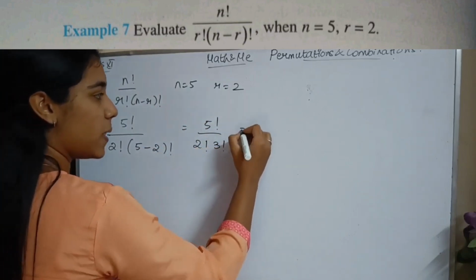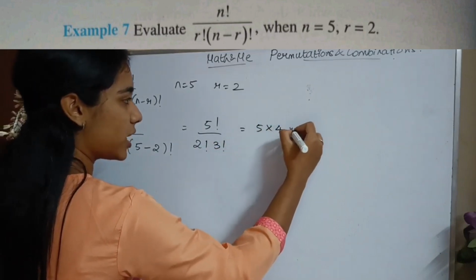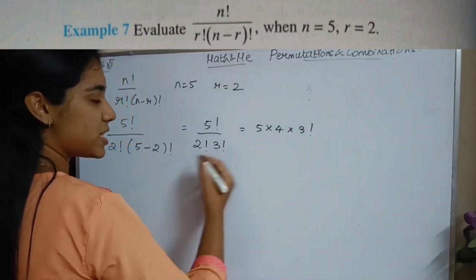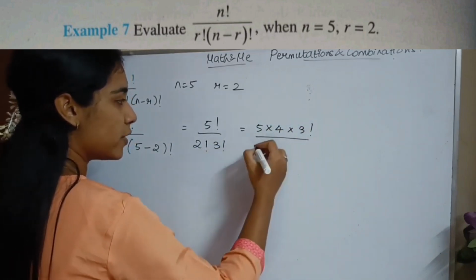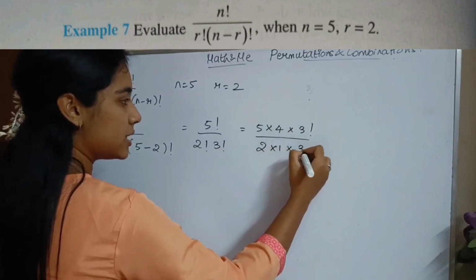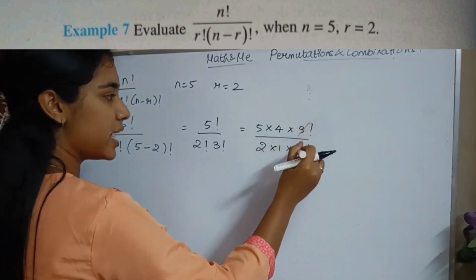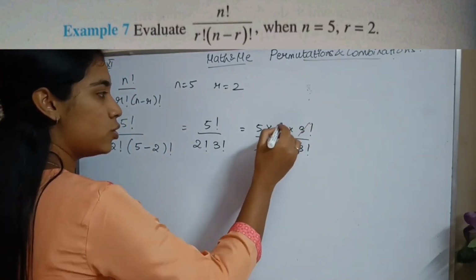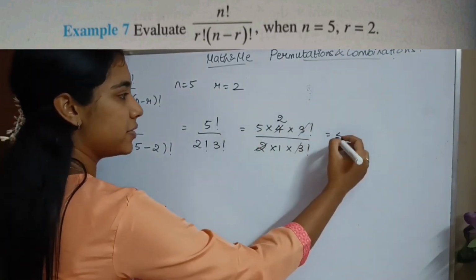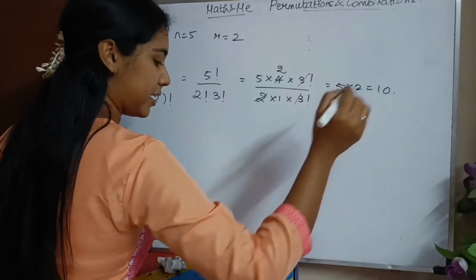So 3 factorial. So I can write this as 5 times 4 times 3 factorial because I have a 3 factorial in the denominator. 2 factorial is 2 into 1 times 3 factorial. So 3 factorial and 3 factorial will get cancelled. 2 twos are 4. So I have 5 times 2, which is 10. Okay.